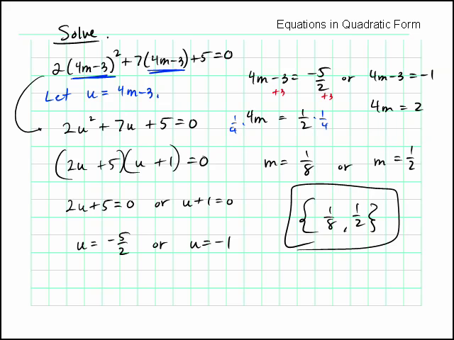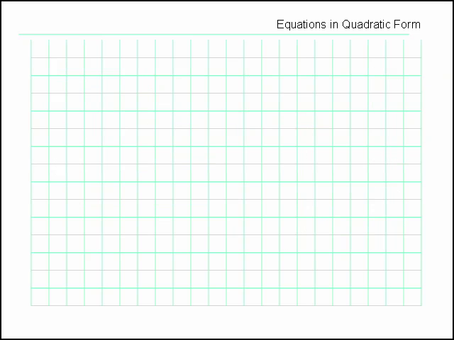And I believe we have one more example of quadratic form, or 2 more examples, that is. The next one is 2a to the 2/3 minus 11a to the 1/3 plus 12 equals 0.